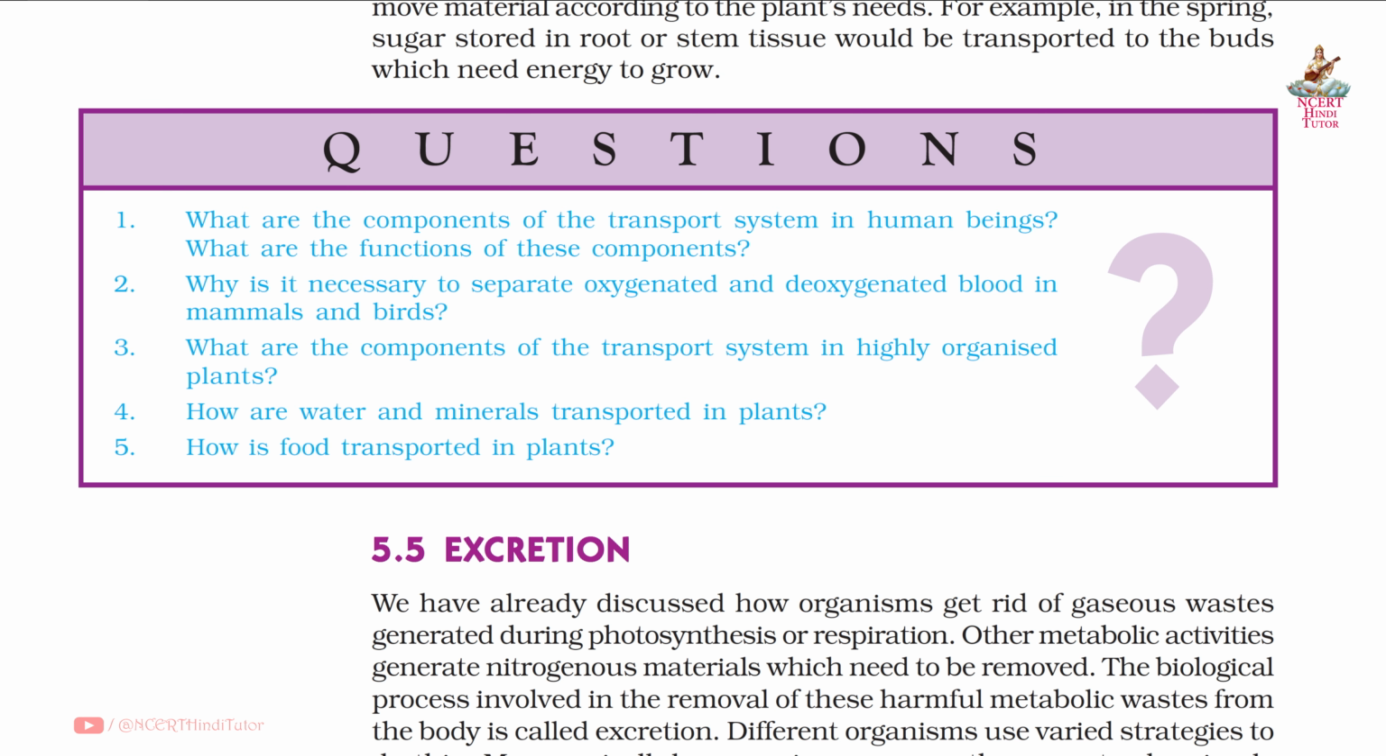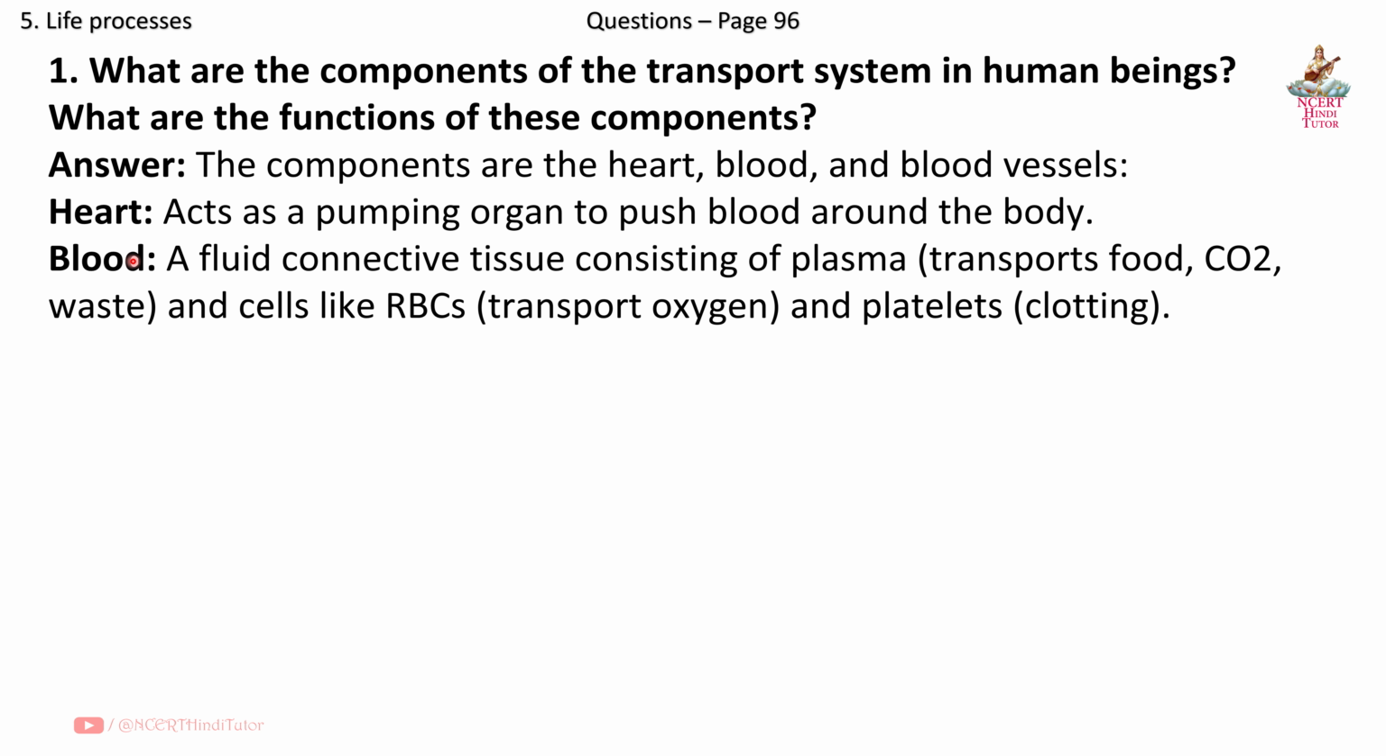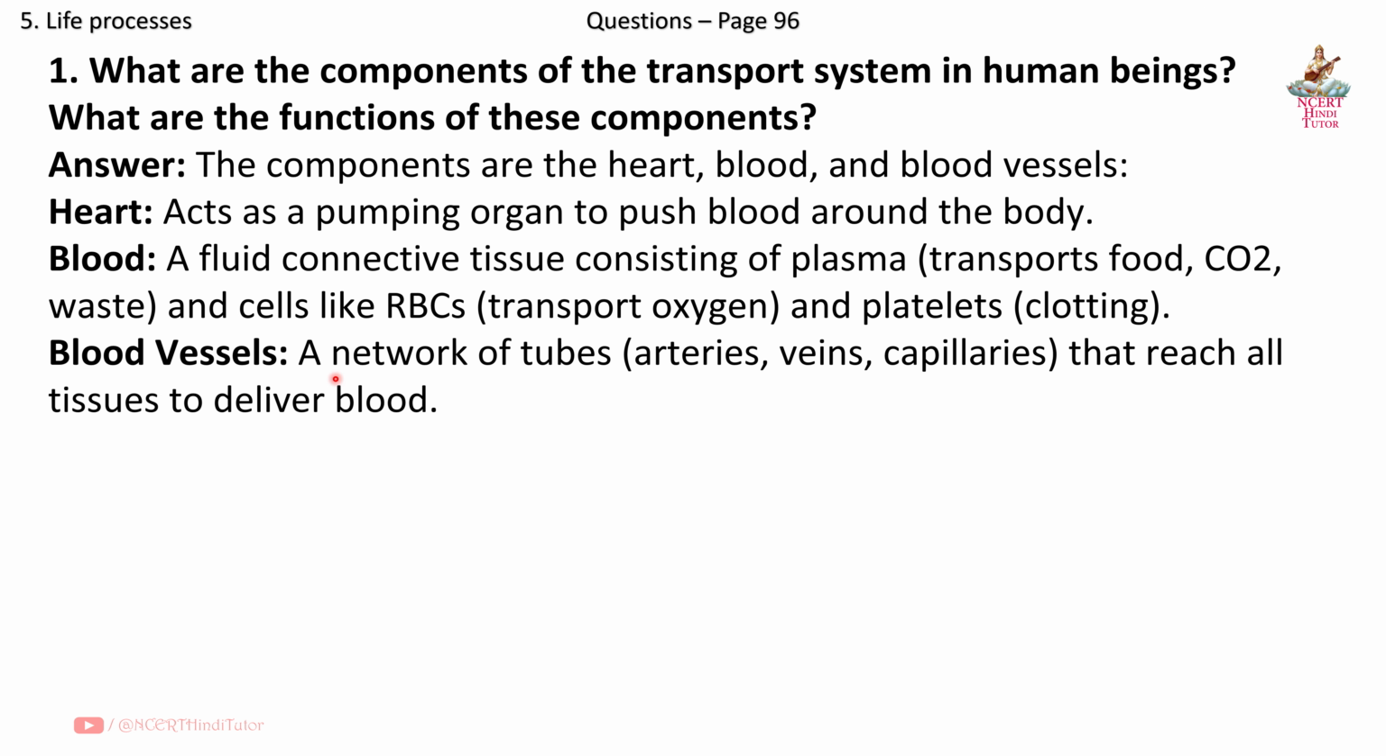Questions, page 96. Question 1. What are the components of the transport system in human beings? What are the functions of these components? Answer. The components are the heart, blood and blood vessels. Heart acts as a pumping organ to push blood around the body. Blood, a fluid connective tissue consisting of plasma, transports food, CO2, waste, and cells like RBCs transport oxygen and platelets clotting. Blood vessels, a network of tubes, arteries, veins, capillaries, reach all tissues to deliver blood.